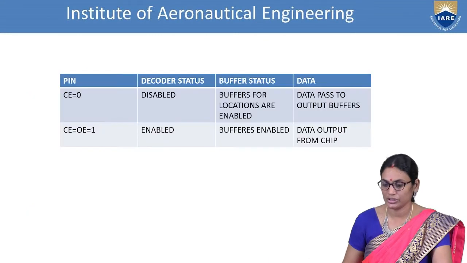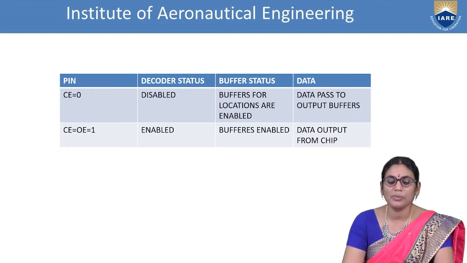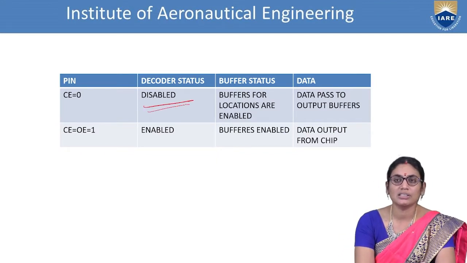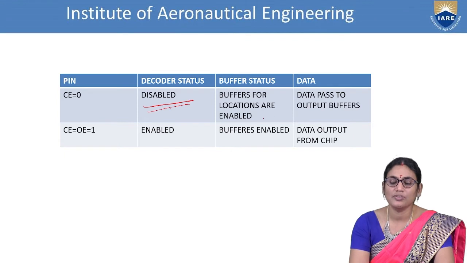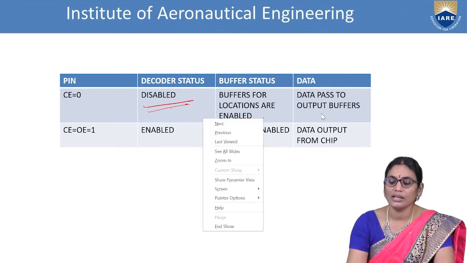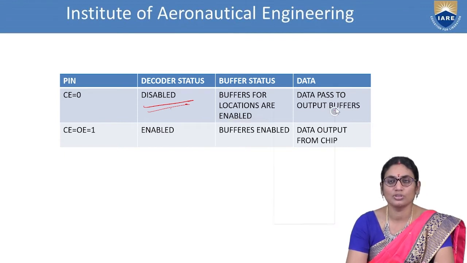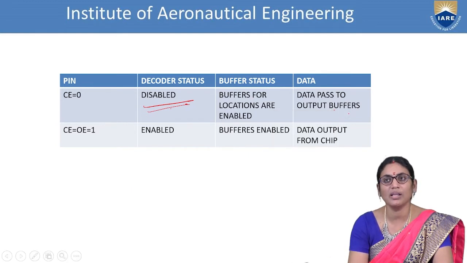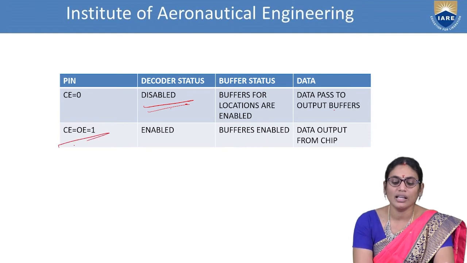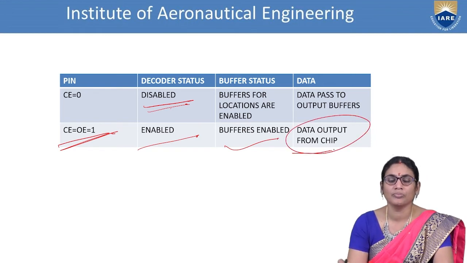So let us see the truth table for this. If the chip enable pin is 0, then the decoder status is disabled and it will wait for the buffers to enable the location, and data is passed to the output buffers. So whatever data is available by default will be redirected to the corresponding data lines. If both are enabled with a 1, then the decoder will be enabled, buffers are enabled, and the output will be redirected from the chip. So this is the truth table for the corresponding linear organization structure.